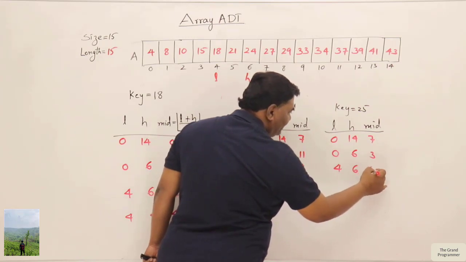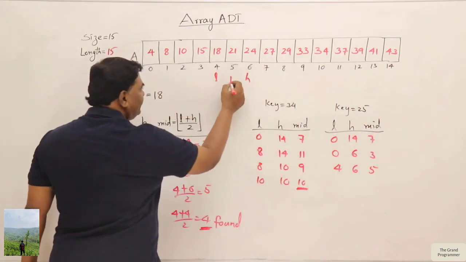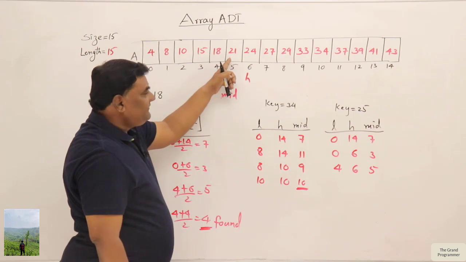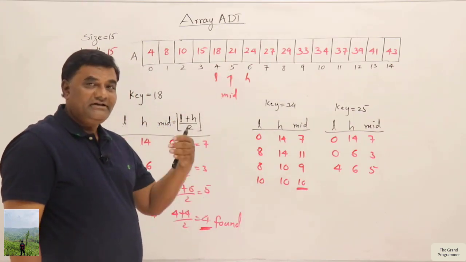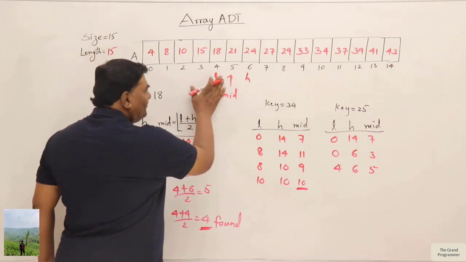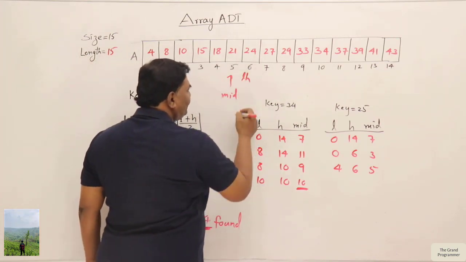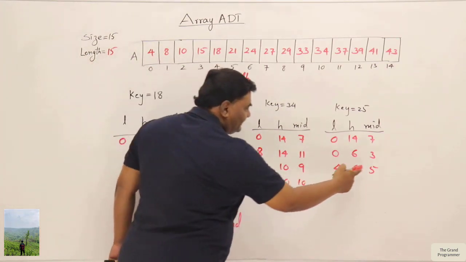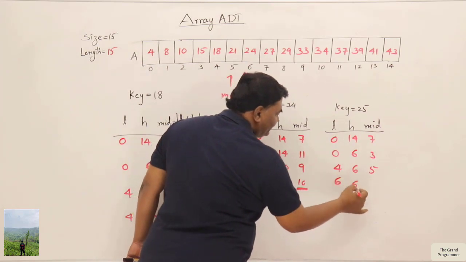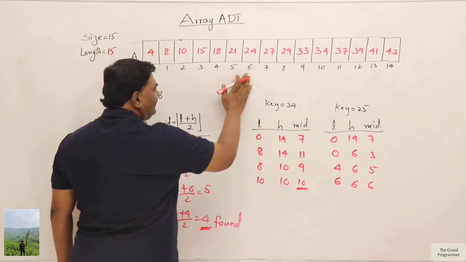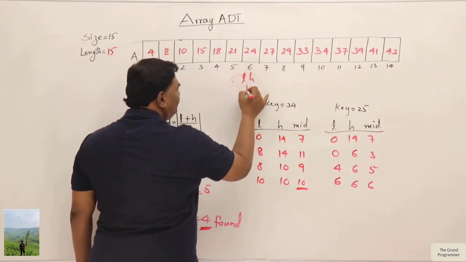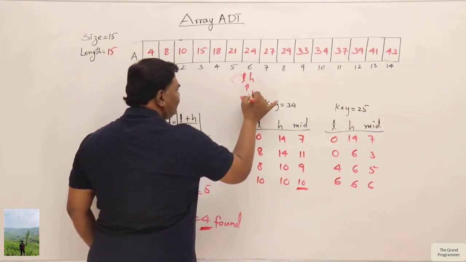Now find out mid, that is 5. So this is mid. Now, is it the number that we are searching for? 21? No. 25 is greater than that. So 25 is on the right hand side. So modify low, and low becomes 6, that is mid plus 1. So 5 plus 1, this is 6 and high is also 6. Find mid, this is 6. So right now low, high and mid, all of them are on 6.